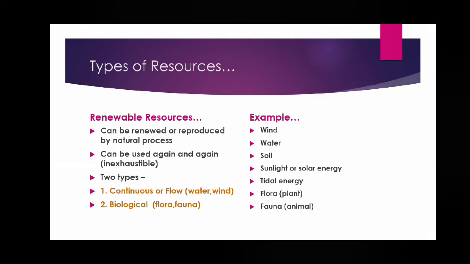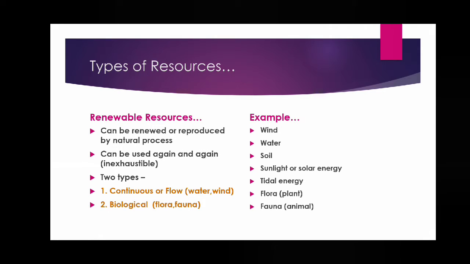Because biological, flora and fauna, these are not continuous, because if you are cutting down the trees, that means doing deforestation, at that time the number of trees gradually decreases. That means it is going to be finished. But why is it not then non-renewable? Because already I have told you renewable means can be renewed. If you are going for plantation, if you are planting more and more plants, that means again the forest can grow, again the tree number or plant number can grow. That's why it is also renewable.